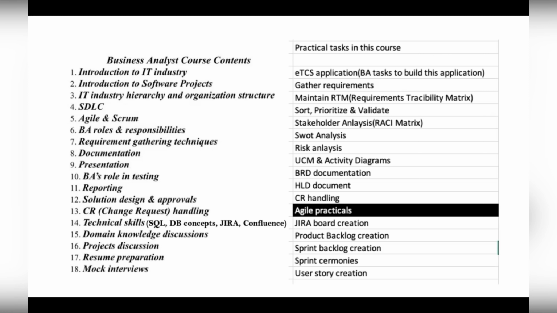We'll go into details about how a project gets initiated and what the role of a BA is in initiating the project. What are the different types of projects we have in the IT industry? We'll go through all of them in the second chapter.